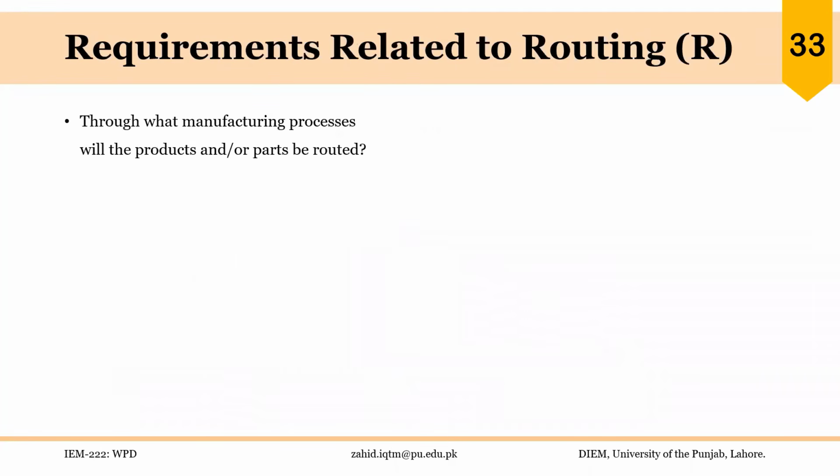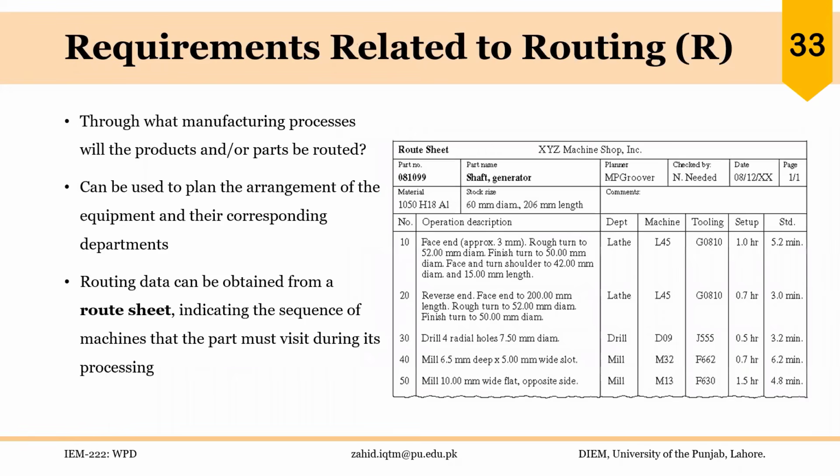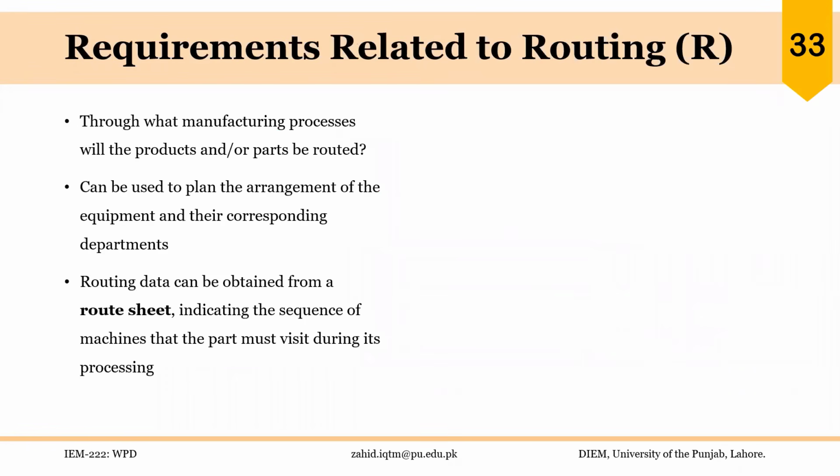The requirements for the layout are now related to routing. Routing is through what manufacturing processes the product or parts will be routed. It can be used to plan the arrangement of equipment and their corresponding departments. So this is a very important piece of information: the sequence of steps. What will be the first process to be performed on the product, the second process, and so on. Now, there could be different sources of data on the routing. One of them is the routing sheet.